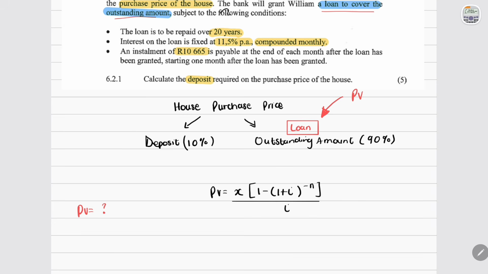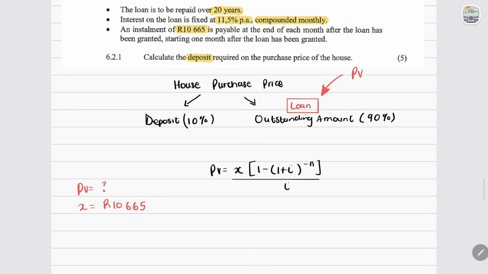And then the value of X. What is the value of X here? They told us that an installment of 10,665 Rand is going to be paid at the end of each month. That would be your installment. Okay. And then the interest is 11.5% and it's compounded monthly. So you can write this as 0.115 and then over 12.